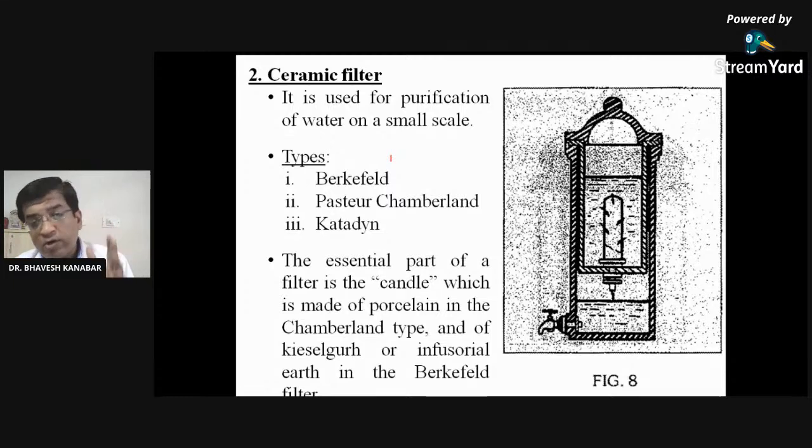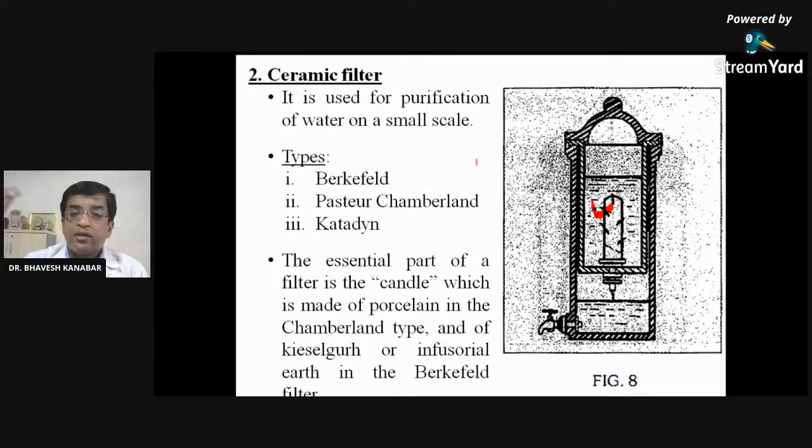So what we have discussed is that the rapid sand and slow sand filters are the techniques of large scale filtration. Now at the household level, for small scale filtration, we use some filters. The best example here is the ceramic filter. You may have observed the Kent filter, as we call it. In hostels, UG students usually use this Kent filter. It is made up of stainless steel, with two stainless steel barrels.